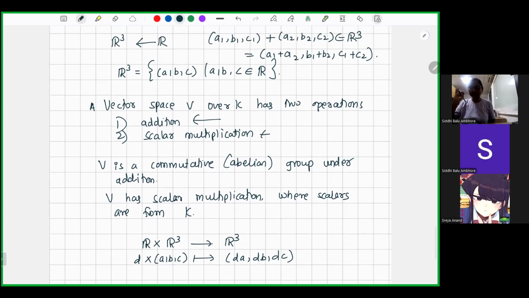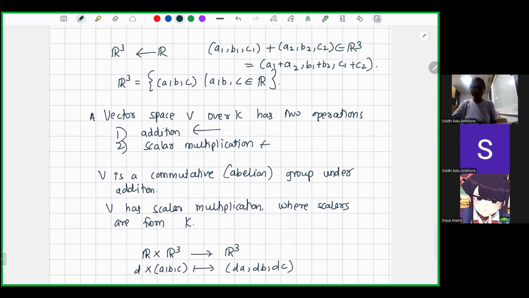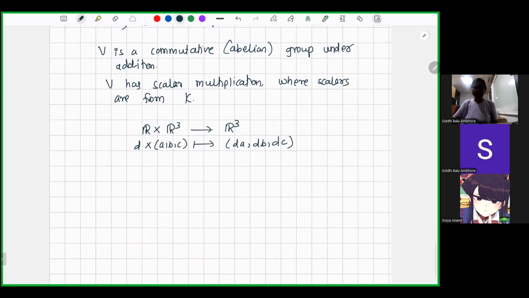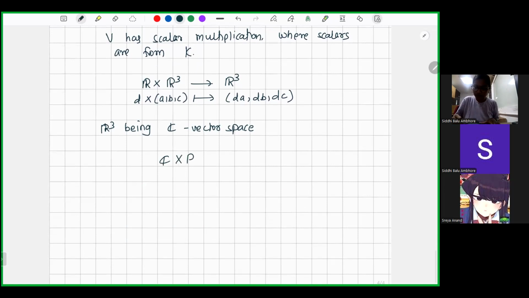Yes, and see, this scalar multiplication should make sense, okay? I mean, there are a few properties it must satisfy. For example, when I multiply by some scalar, that again must land in R3. For example, if I talk about R3 being a C vector space, complex vector space, then it does not make sense because see, C cross R3 goes to R3. So this is my vector space, okay?